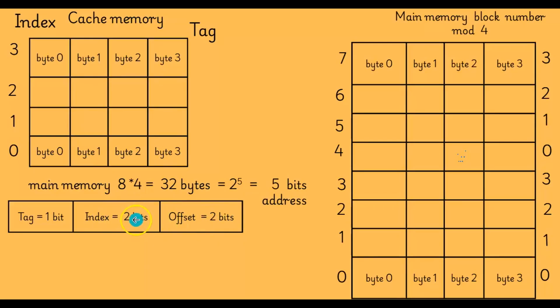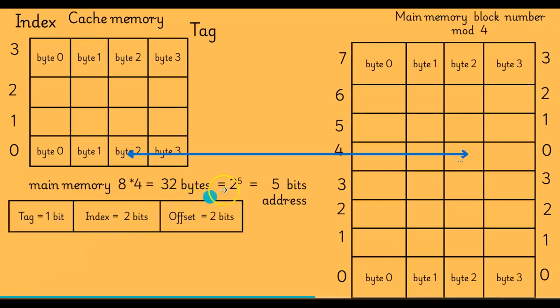This index will specify the block number in cache memory. How many blocks are there in cache memory? 4 blocks. So what is the size of the index? 2 bits, because 2 to the power of 2 is equal to 4. And the remaining one will be used as the tag bit. This tag bit will uniquely identify the particular block. So let us see the example.